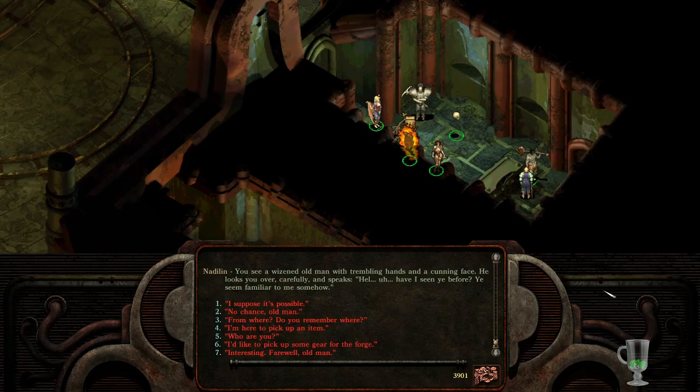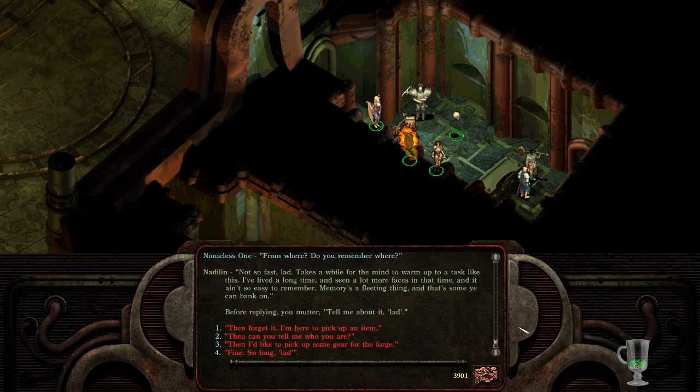Madeline. See a wizened old man with trembling hands and a cunning face. He looks you over carefully and speaks. I've seen you before. You seem familiar to me somehow. I suppose it's possible. From where? Do you remember where? Not so fast, lad. Takes a while for the mind to warm up to a task like this. I've lived a long time and seen a lot more faces in that time, and it ain't so easy to remember. Memory's a fleeting thing, and that's something you can bank on.